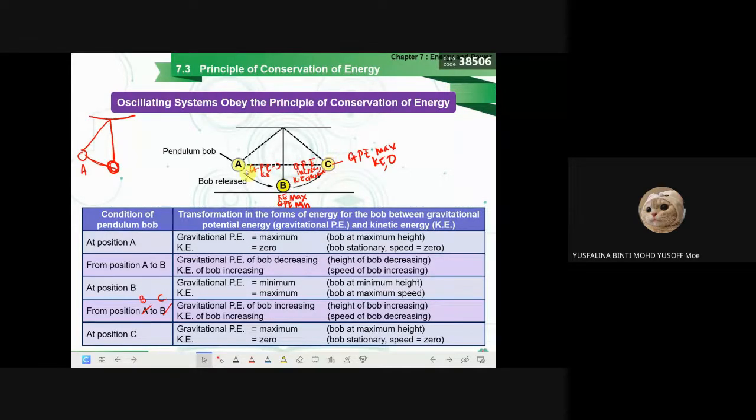So you can see here, the energy only changes form. It cannot be destroyed and it cannot be created. It only changes between gravitational potential energy and kinetic energy. So this is for the oscillation, the oscillation of the pendulum, right?